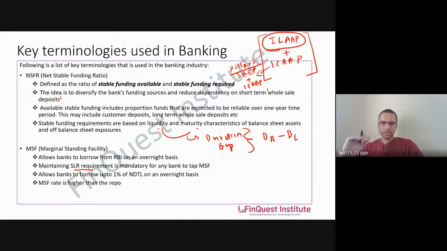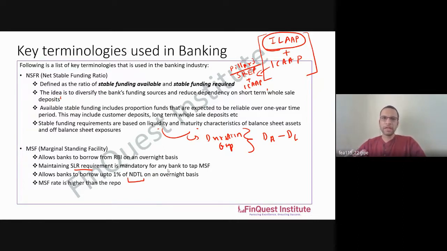Now, there's a certain top limit which has been placed, which is 1% of NDTL. So NDTL is net demand and time liabilities for the bank. So MSF is limited up to 1% of NDTL on an overnight basis. And generally, MSF rate is higher than repo rate.